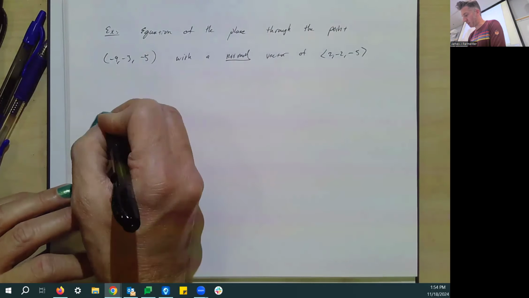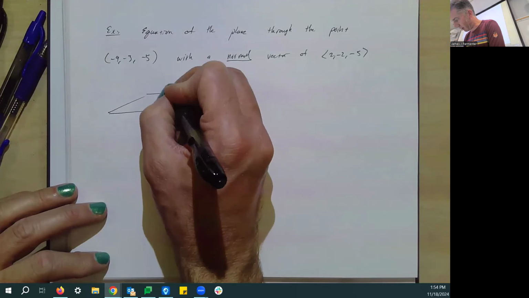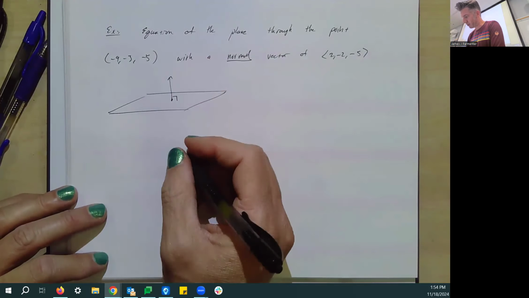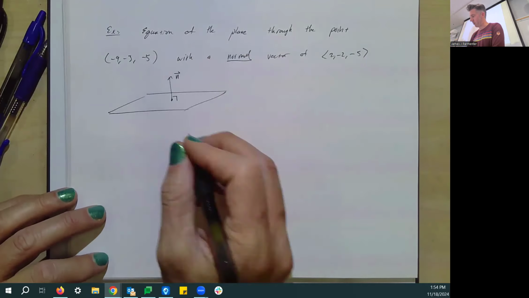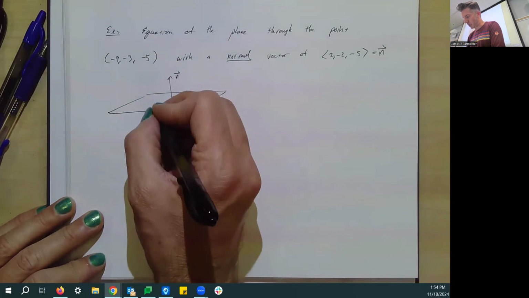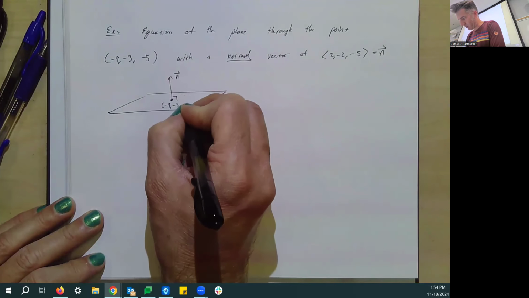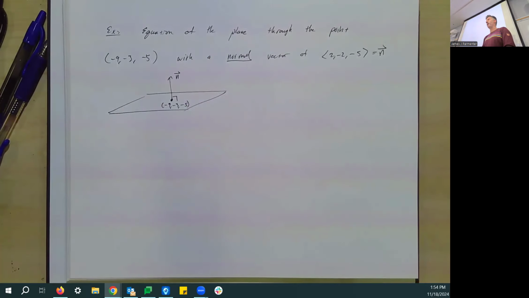So what that means is we've got some plane here. We've got some vector sticking up out of it, perpendicular to the entire plane, which we typically call n, our normal vector. And this plane happens to contain the point -9, -3, -5. Okay. Finding the equation of the plane wholly relies on the fact that the dot product of two perpendicular vectors is equal to 0. So I'll back this up for a second.